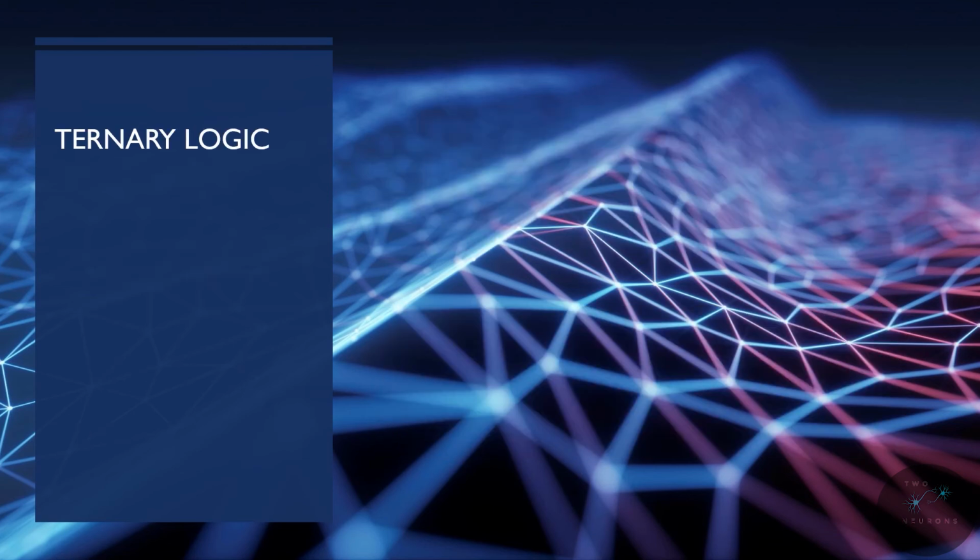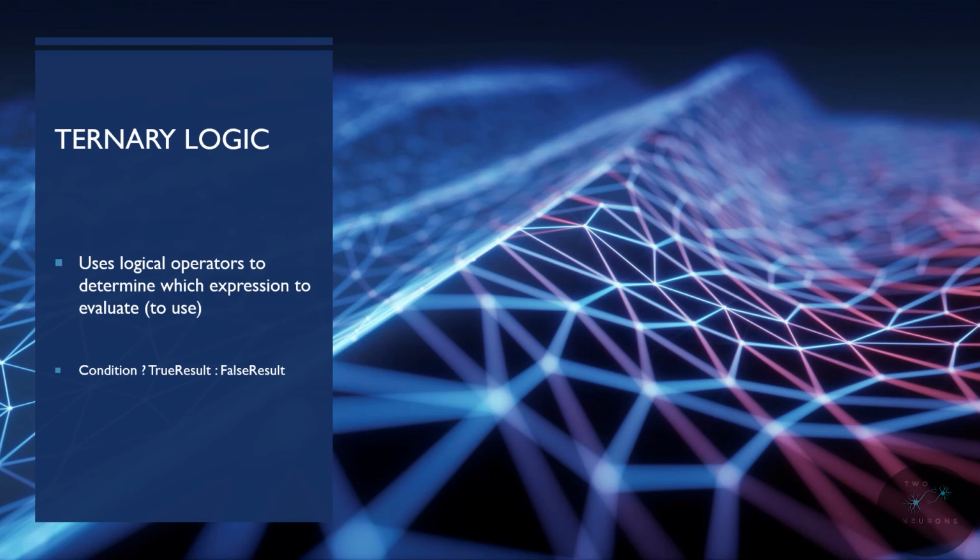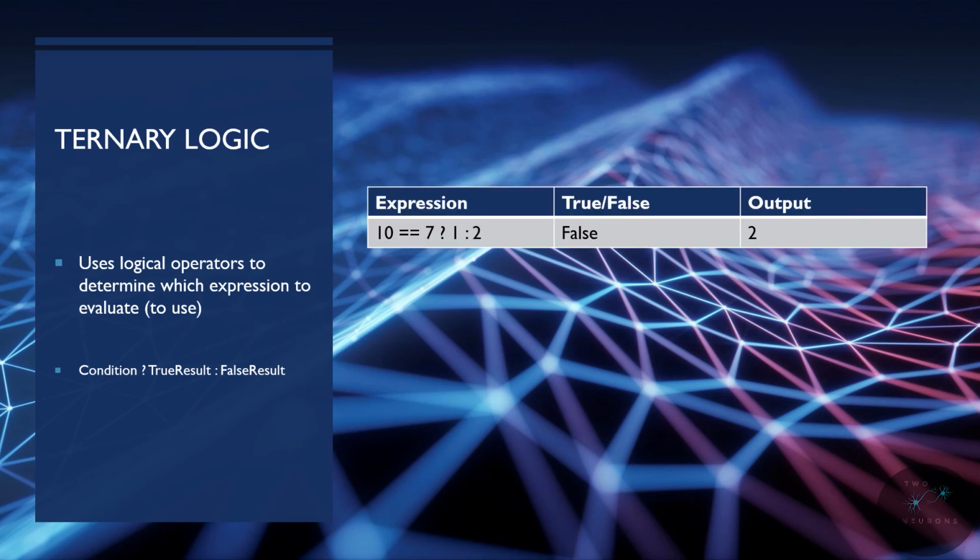Next, we have ternary logic operators. And these allow for a comparison to be made and then a determination about what expression to evaluate or to use. So the way this is written out is you have your condition, a question mark, your true result, a colon symbol, and then your false result. So let's take a look at a couple of examples. Let's say we have 10 is equal to 7, and if that's true, we'll evaluate 1, and if that's false, we'll evaluate 2. So 10 is not equal to 7, that's false, we'll evaluate 2.